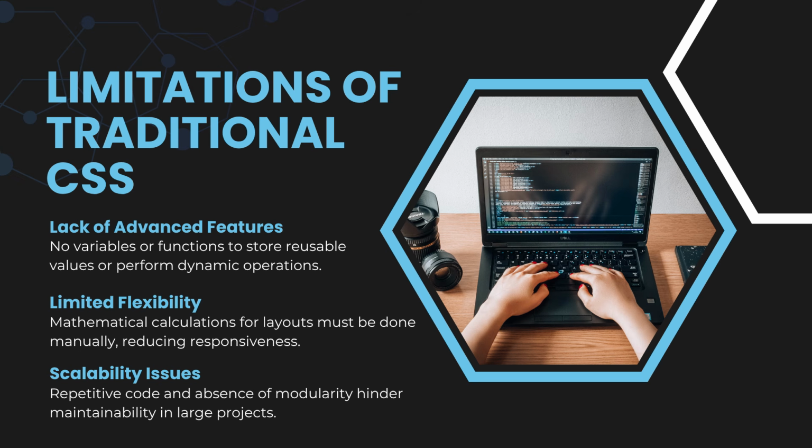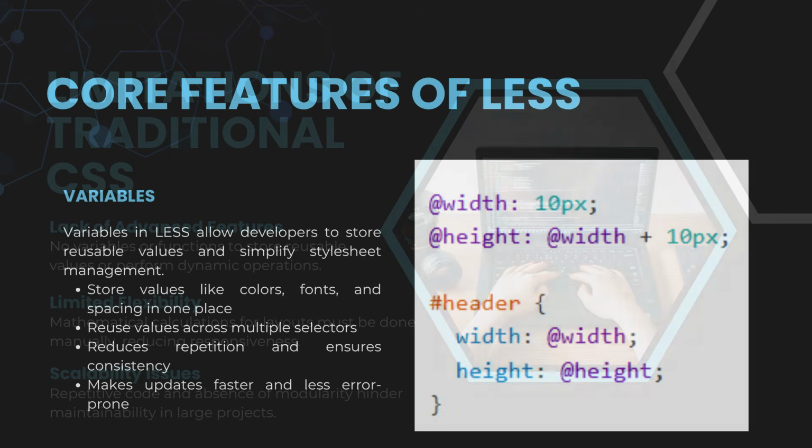Finally, traditional CSS has scalability issues in large projects. Repetitive code, limited modularity, and lack of reusable components make style sheets harder to maintain. These limitations led to tools like Less, which provide solutions while still generating standard CSS.